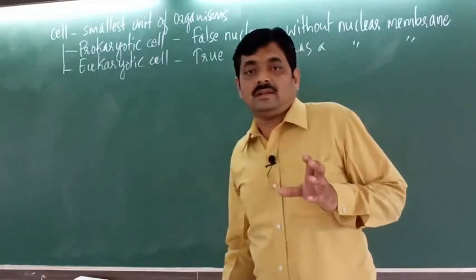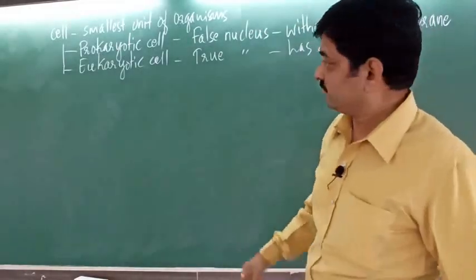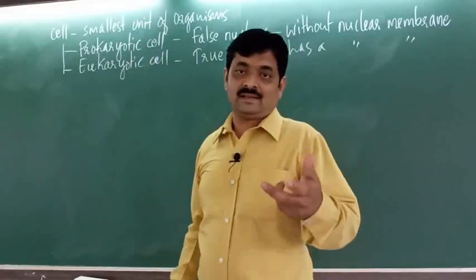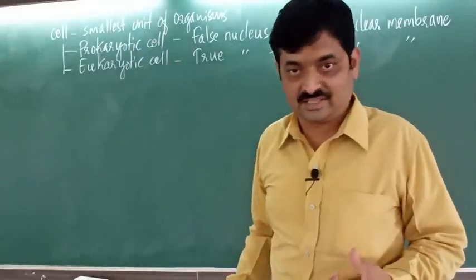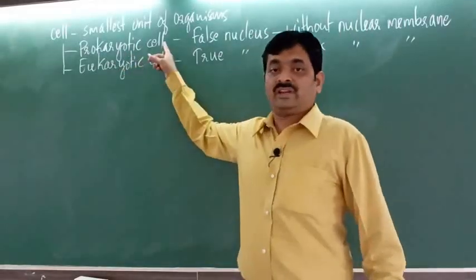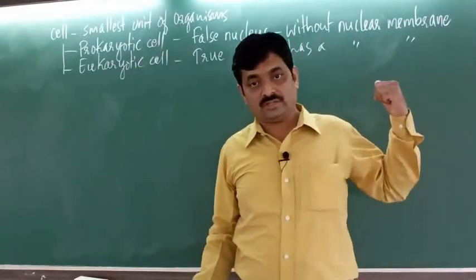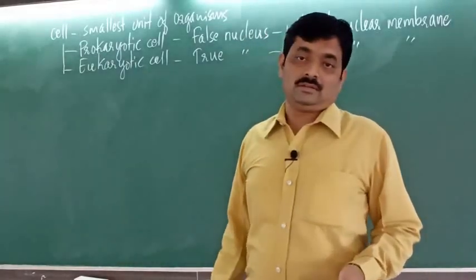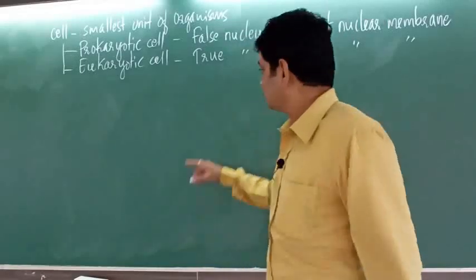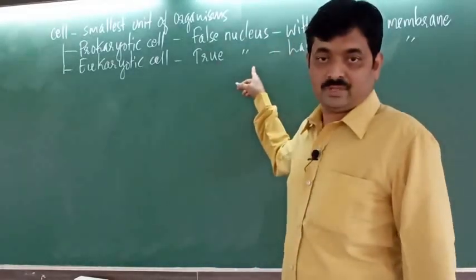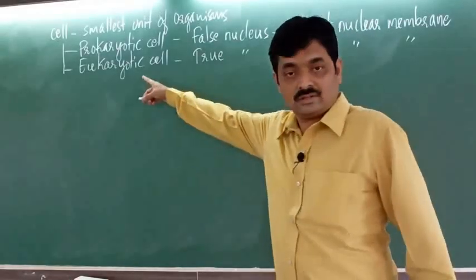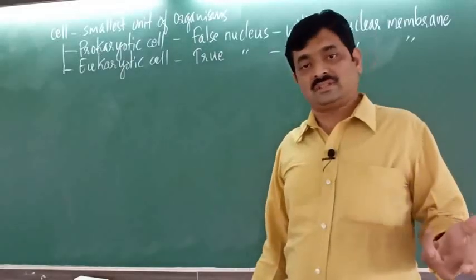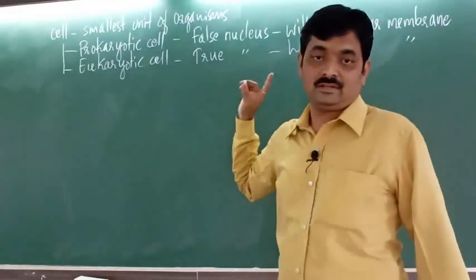So if a cell has a false nucleus, it can be called a prokaryotic cell. For example, bacteria or bacterial cells are prokaryotic cells because they have a false nucleus. When a cell has a true nucleus, it is called a eukaryotic cell. Example, all plant cells and animal cells are eukaryotic cells, right?